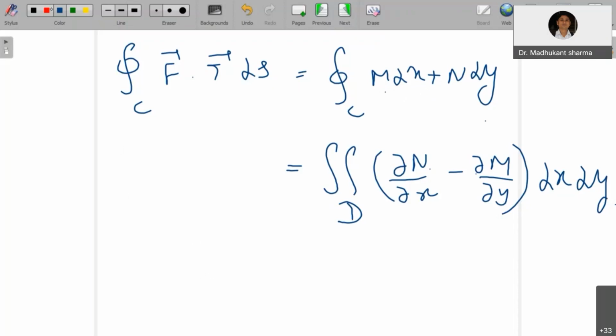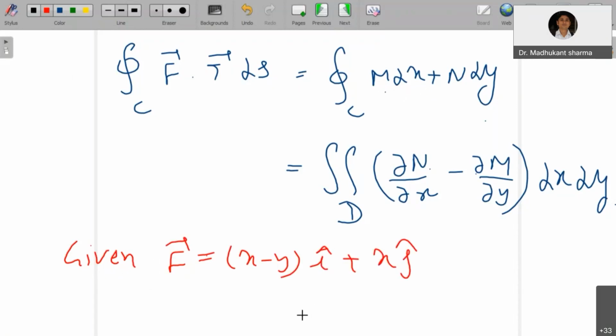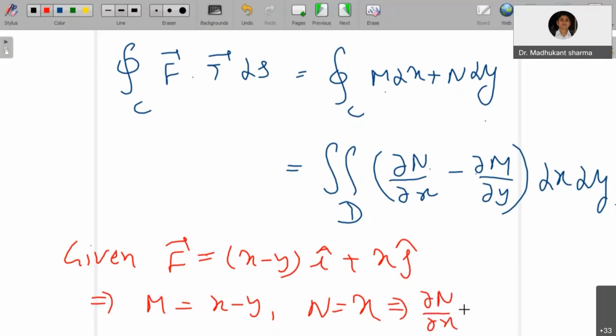Okay. Now, similarly, you can discuss this for the normal form as well. Let us have what is given: F equals x minus y i plus x j. So this implies m equals x minus y and n equals x. So this implies dou n by dou x is 1 and dou m by dou y is minus 1.